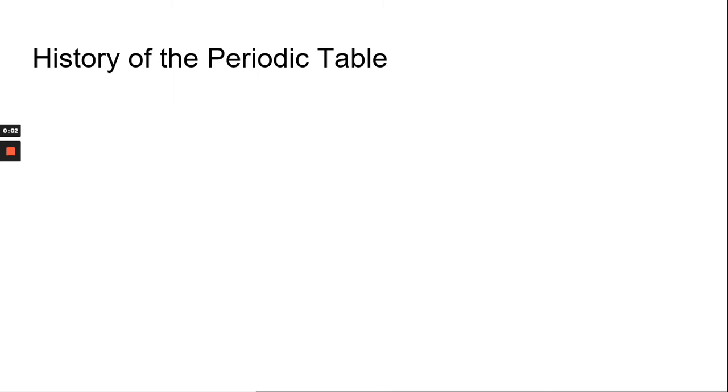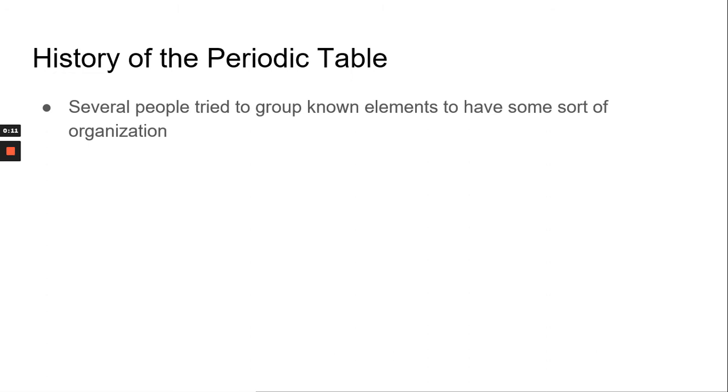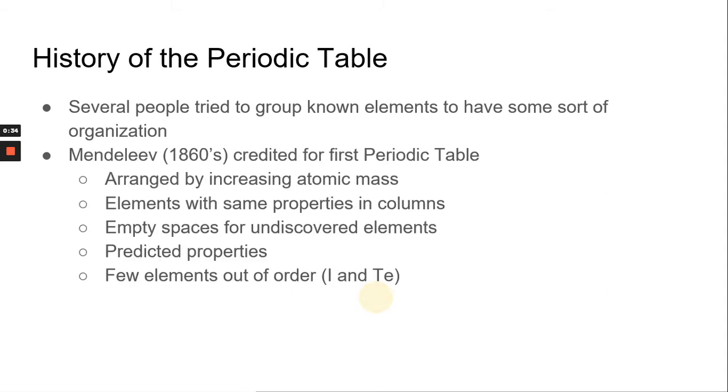We're going to talk about the history of the periodic table and what information we can gather from the periodic table. So first, several people tried to organize the elements that were known into some sort of organization. Some of them tried to do it in triads, which means groups of 3. Some of them tried to do it in octets, which is groups of 4. But it wasn't until Mendeleev tried to organize the periodic table that we get what resembles today's.